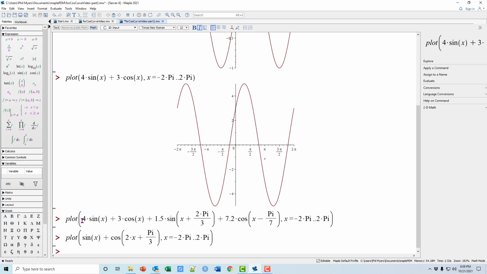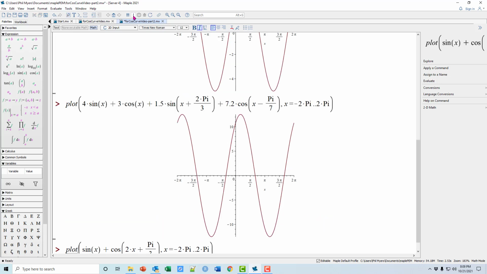Now let's make this more complicated. We take the same two terms we had before, but I'm going to add a sine term that has a phase shift in it here, and another term, a cosine term, with another phase shift, and we'll do it over the same range. So let me plot this. Interestingly, it's a sinusoid again. It has a different amplitude and phase shift, but nonetheless it's a sinusoid.